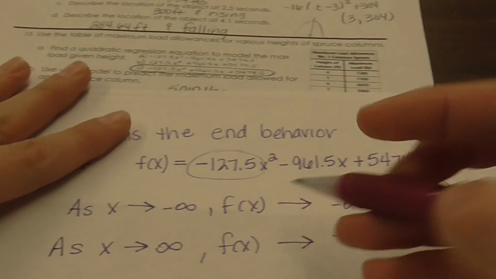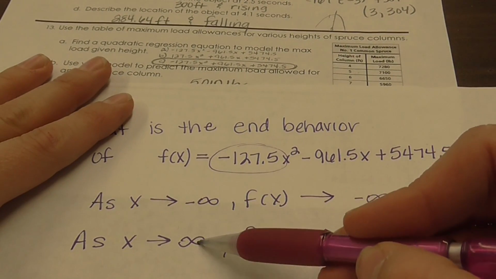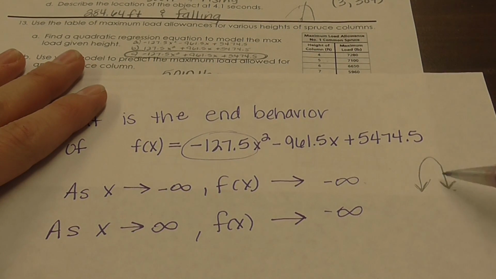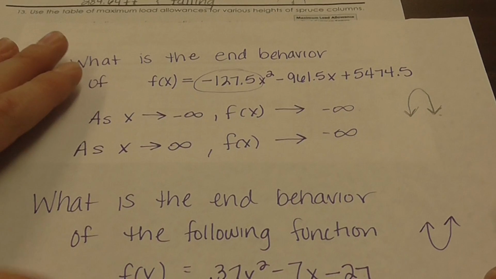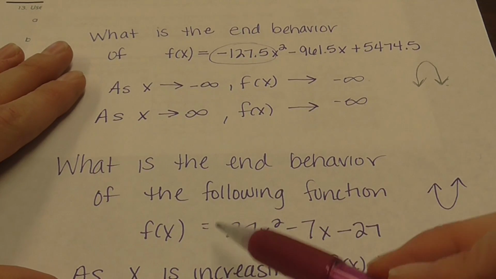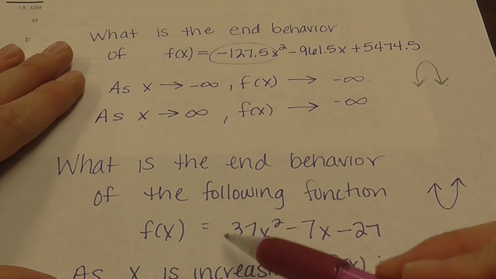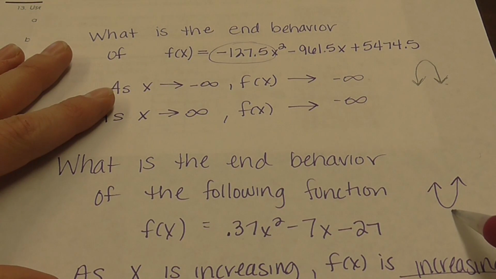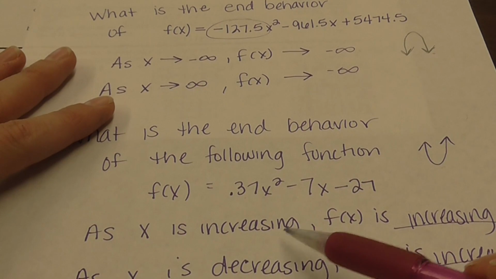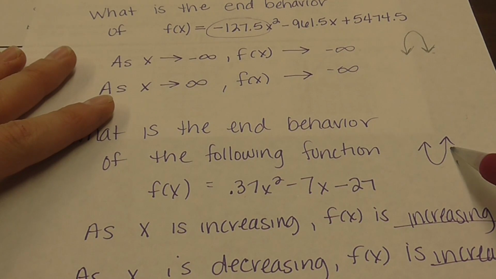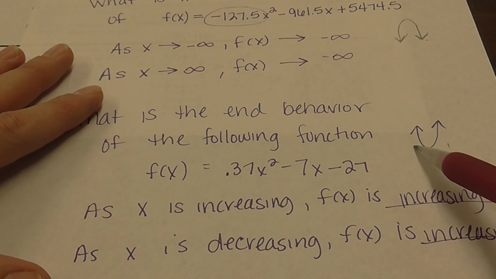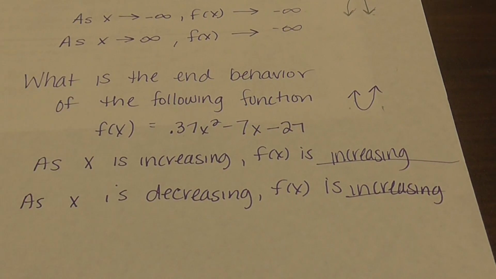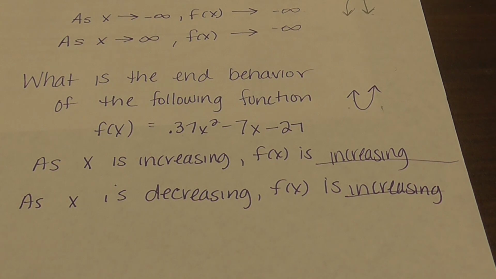So on both x ends, whether x is decreasing or increasing, on this end or on that end, both of your functions are decreasing or going down. Same thing here. What's the end behavior for this function? It gives you something weird looking up front because it's a decimal, but it's a positive decimal, so that means my graph is opening up. So as x is increasing on this end over here, my graph is increasing. X is decreasing, my graph is still increasing. So that is how you would handle a problem like that, just as demonstration.